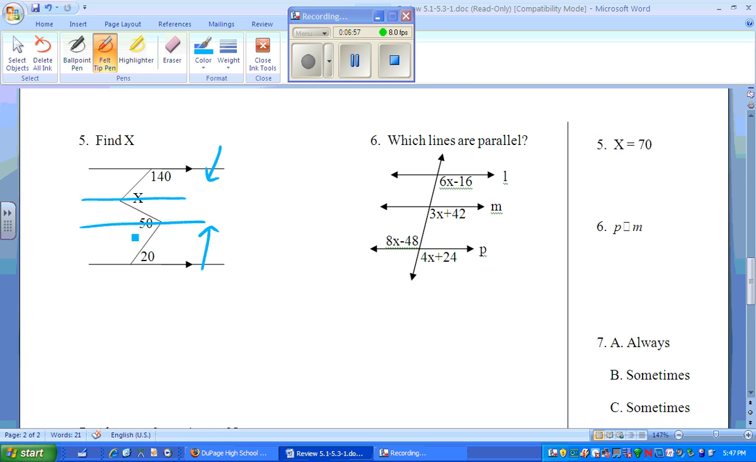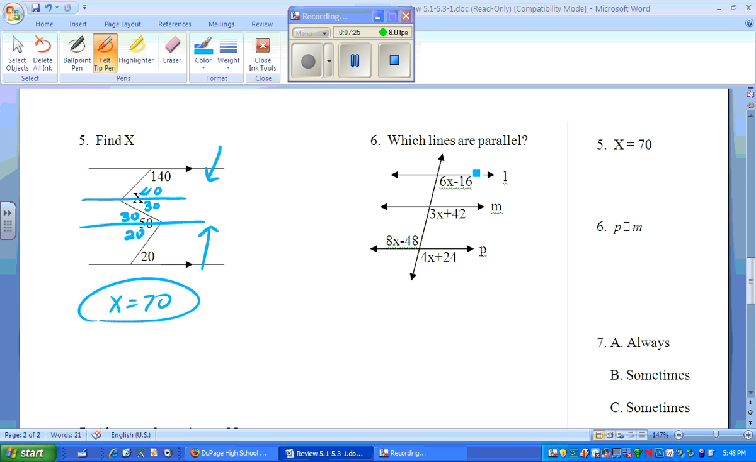If 20 is here, we cross over the line, so 20 is here. This was 50 degrees here, so this 20 completes it to make 30. 30 is here, we cross over, so the bottom half of X is 30. Now we look at this angle, we work our way down, 140. These two are consecutive interiors, so they're supplementary. 180 minus 140 gives me 40. So X, the measure, ends up equaling 70 degrees.